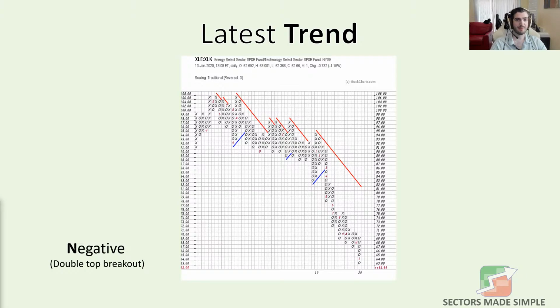The same thing can happen in the opposite direction, where we can have a negative trend, where our current column of O's goes below the previous column of O's. In this case, that would be a double bottom breakdown, which would put us in a negative trend.